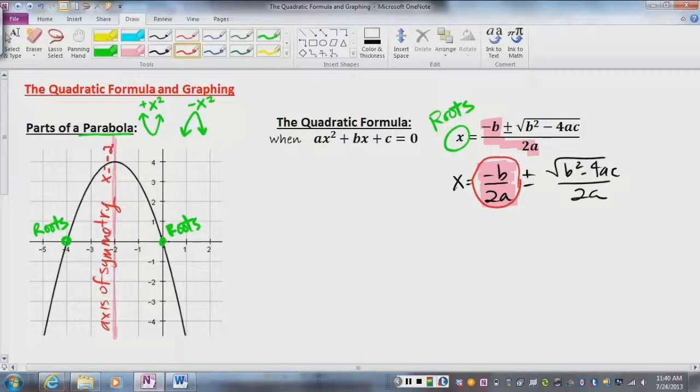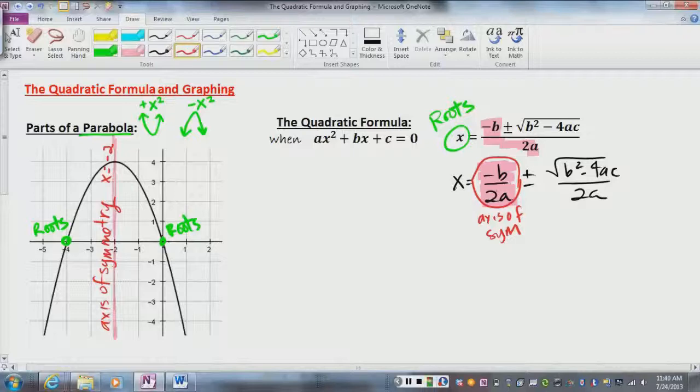It's centered between the roots, and with the quadratic formula, we have our axis of symmetry, and then we're going to add or subtract this amount here to see where the roots are. So we're centered around the negative b over 2a.